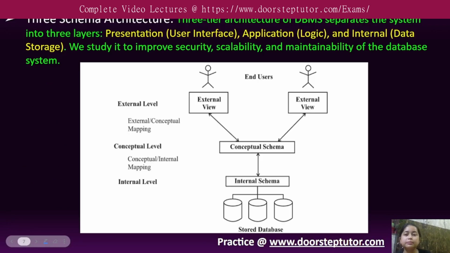So next, the 3 schema architecture. This is very important, because here you will see how your database is actually going to work. There are 3 layers in this schema architecture. That is why it is also called 3-tier architecture.